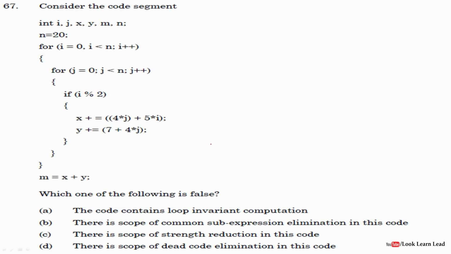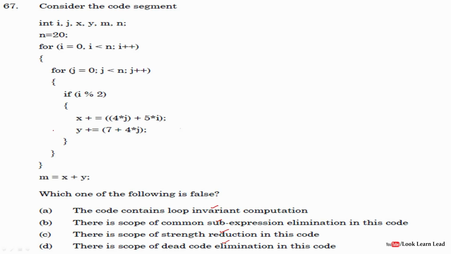Next. Here we have a code. It is a C code, I guess, and in this we have loop invariant computation, common subexpression elimination, strength reduction, and dead code elimination. We have to see which of the following is false. So let's start with the inner loop first.